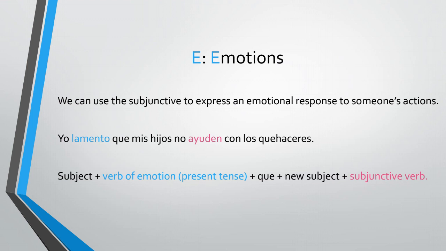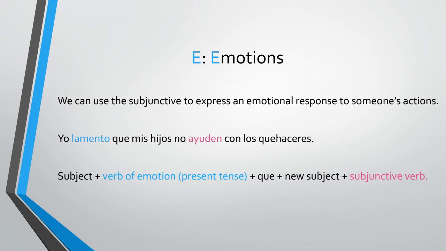And maybe someone else in the family is glad that the kids aren't helping with the chores because the kids don't do them right and they have to redo them again later. So this is one person's emotional response to someone else's actions. And so that action is kind of tinted with that person's perspective and their personal point of view.